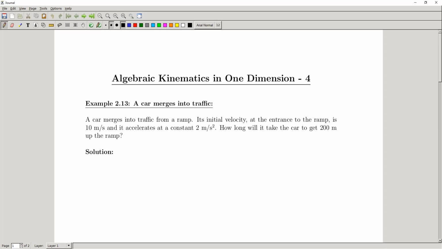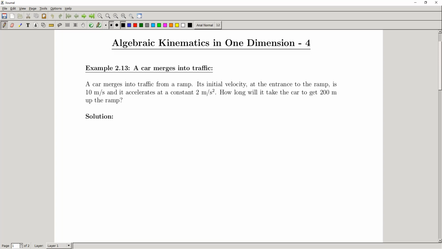Okay, so this is our fourth video in our 1D Kinematics series. In this short video, we're going to take a look at a couple of examples. These examples would be sort of characteristic examples that you might find on an assignment or maybe on one of the term tests or the final. So let's take a look at two of them here.